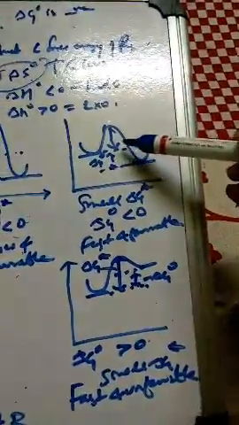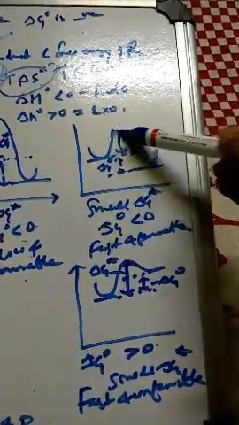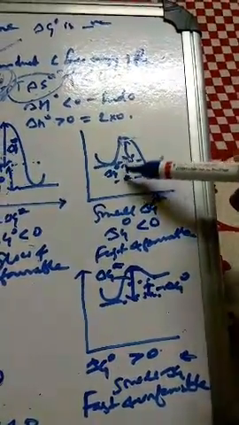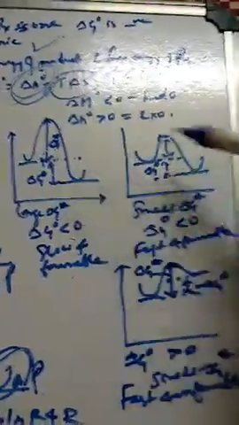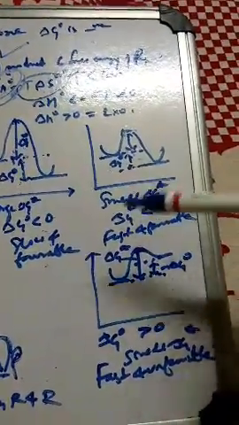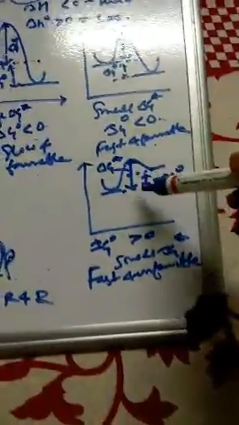In this case you can see a small delta G star, so the gap between the activated complex and the reactant is very small, and delta G naught is less than 0, like here. This reaction is very fast and favorable.